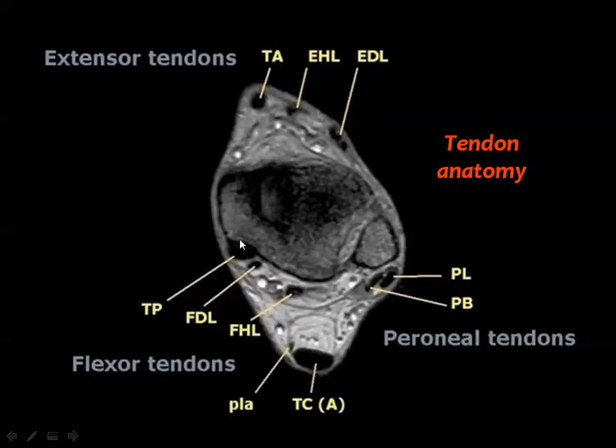The same posteriorly, but it changed the position between these two tendons, and this is the tibialis posterior facing the tibialis anterior, then flexor digitorum, and the flexor hallucis. This is the peroneus longus, peroneus brevis, tendo Achilles.